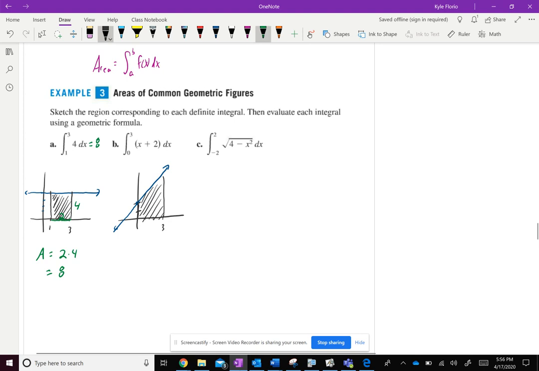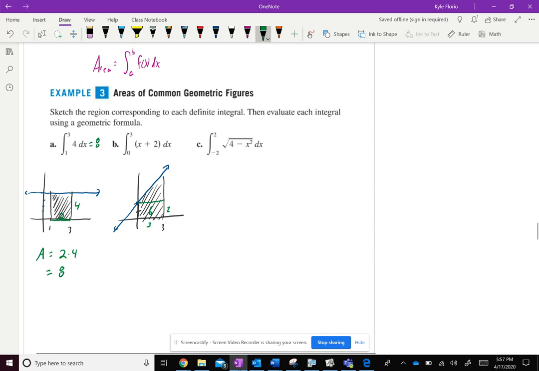And that's a trapezoid. Now, if I want to find the area, I could use a trapezoid formula, or I could break this up into a square and a rectangle and a triangle. So if I break this up into a rectangle and a triangle, this has a base of 3 and a height of 2. 3 times 2 is 6. So the area of that region is 6.